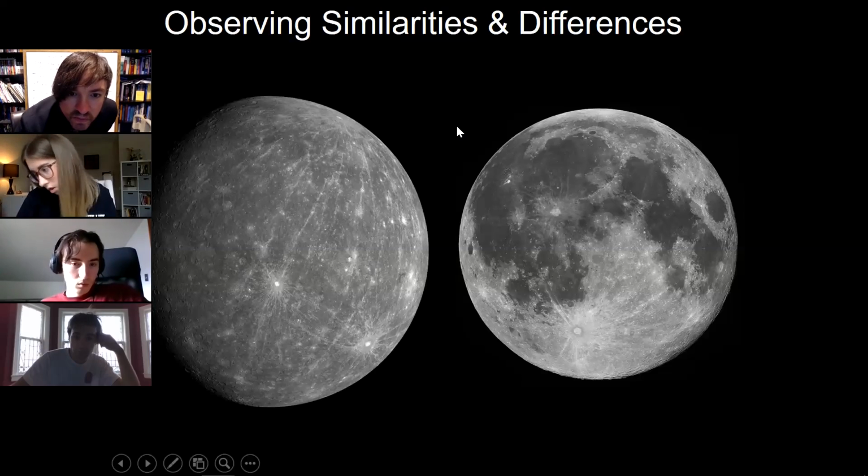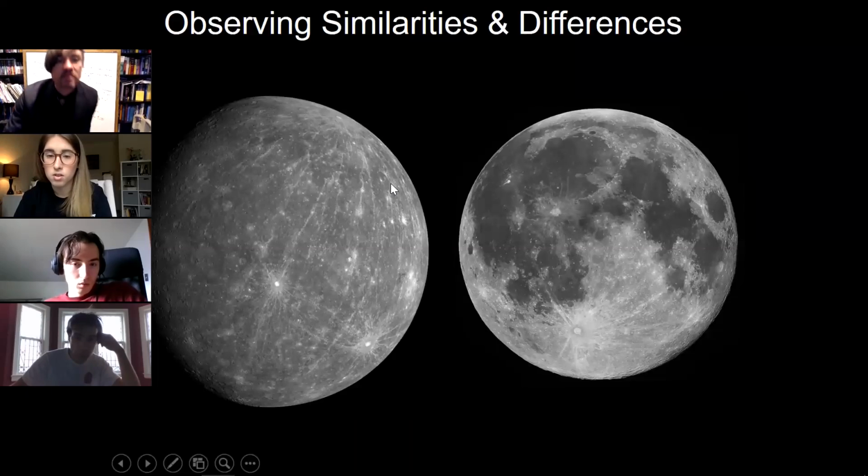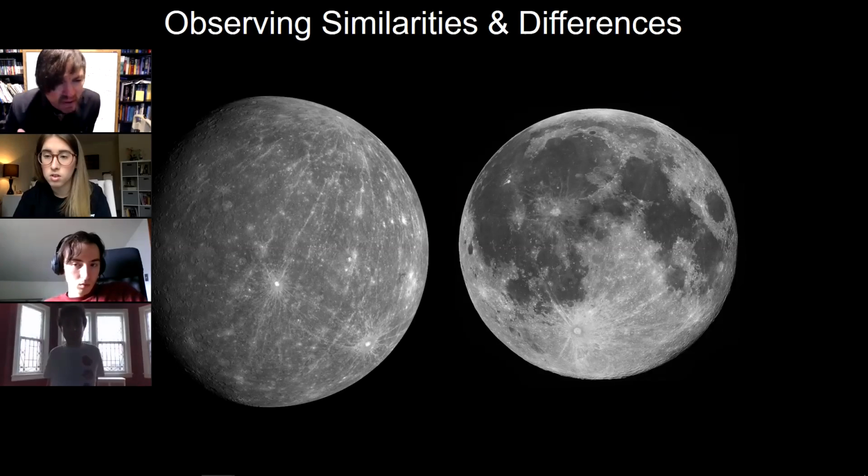So we want to piece together a story of our solar system that can explain why these worlds are similar in some aspects, but also why they're different. And hopefully it'll help us piece together a theory of our solar system's formation. We'll understand how it all started and where it's all going.